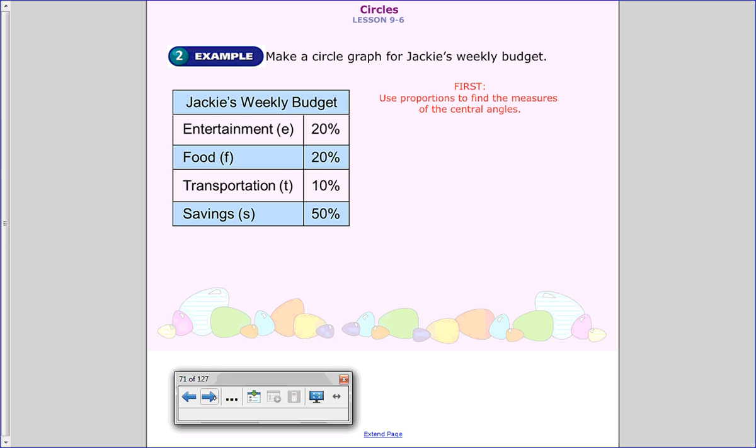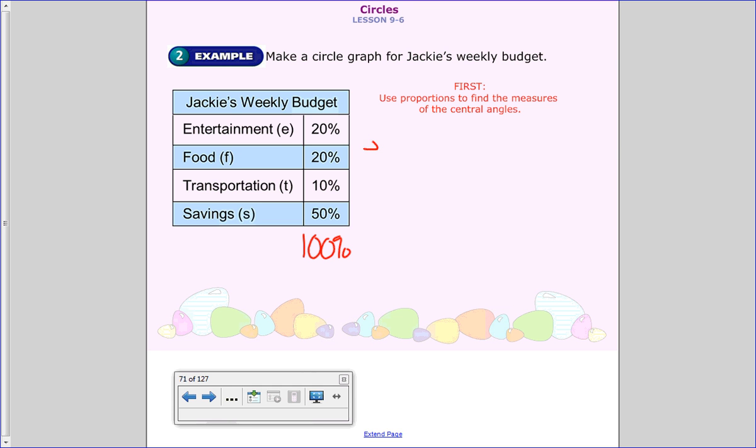So we're going to go ahead and get started with this one. Make a circle graph for Jackie's weekly budget. So they show Jackie's weekly budget. She spends 20% on entertainment, 20% on food, 10% transportation, and she puts 50% or half of it in savings. So what we're going to have to do is first set up a proportion. And what is nice here is it's out of 100%.